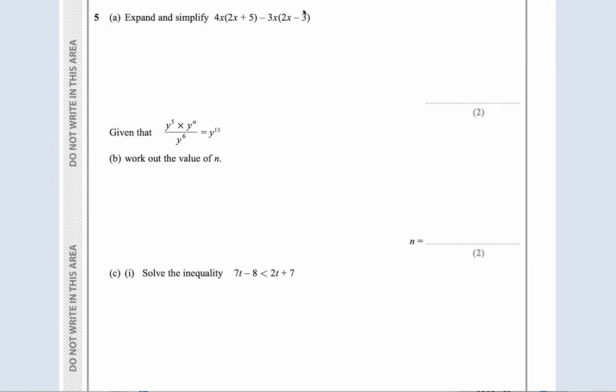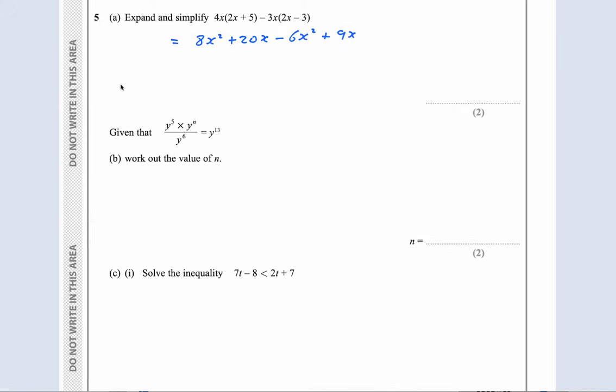Question 5. Expand and simplify, right? So 4x times 2x is 8x squared. 4x times 5 is 20x. Minus 3x times 2x is 6x squared. And minus 3x times minus 3. So minus minus is plus. So it's plus. 3x times 3 is 9x.